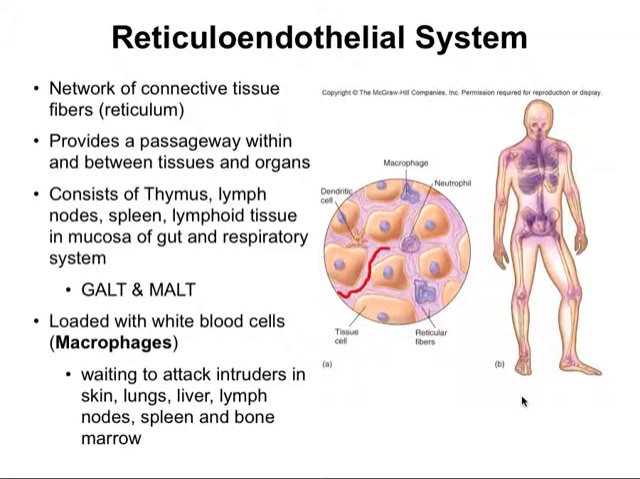Other organs consist of the thymus, the lymph nodes, the spleen, as well as lymphoid tissue that we see in the mucosa of the gut and respiratory system. GALT and MALT are names for these. We'll cover them in more detail later. The reticuloendothelial system is loaded with white blood cells, especially macrophages. These macrophages are waiting to attack intruders in the skin, lungs, liver, lymph nodes, spleen, and the bone marrow. You can see these macrophages here. They just cruise around between the cells waiting to gobble things up.